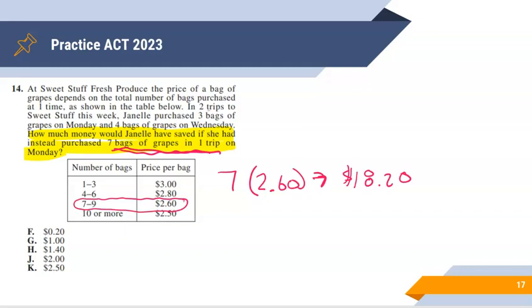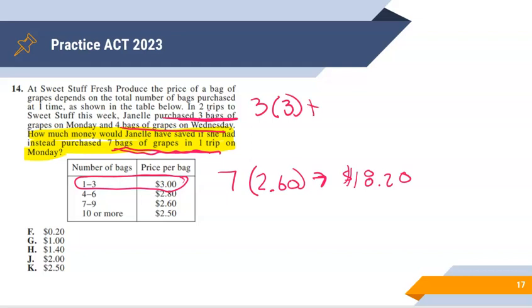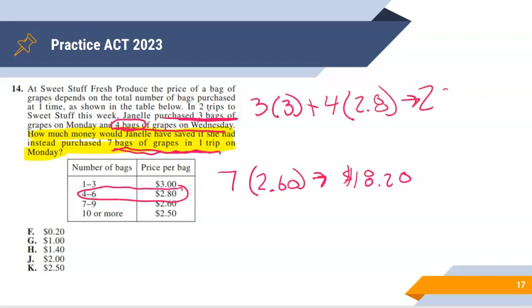But instead, she did 2 trips. One time she purchased 3 bags, the other time was 4 bags. Well, for 3 bags, it's $3 each, so 3 times $3 each. And then for the 4 bags, it is $2.80 per bag. If we use our calculator there, we wind up with $20.20. So how much would she have saved if she had gone the cheaper route? She would have saved exactly $2, letter J.